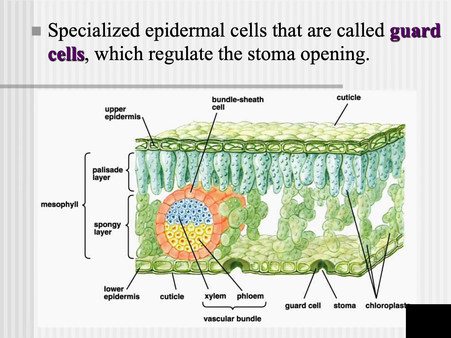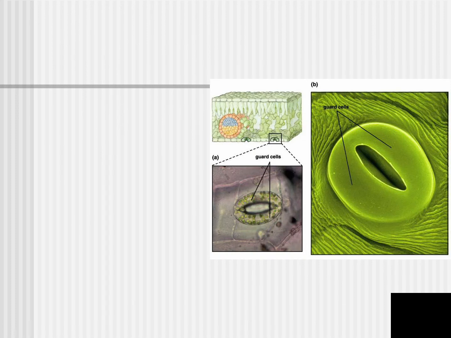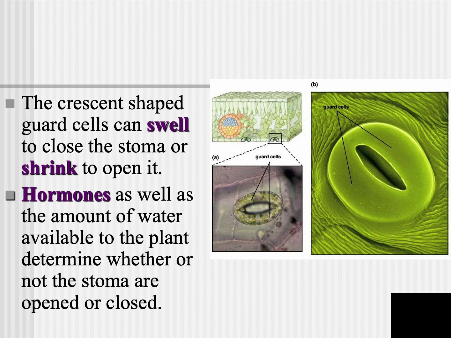So as I mentioned, the stoma are guarded by guard cells. And so this little bit darker area here, this is a guard cell. And the guard cells, they help to regulate the opening of the stoma. So this is pretty cool. You can see here that when the guard cell is swollen, that the stoma here inside is closed. And when the guard cells are not very swollen, the stoma is open.